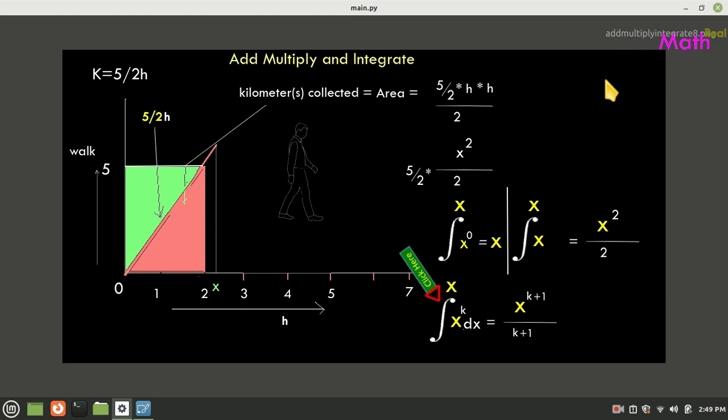So this is integration. If it is a constant, then the result would be x. If it is a rectangle, then x. If it is a variable, then it is x square by 2. If it is a triangle, then the area of the triangle is the area of the rectangle divided by 2. Okay, so this is how we proceed with integration.